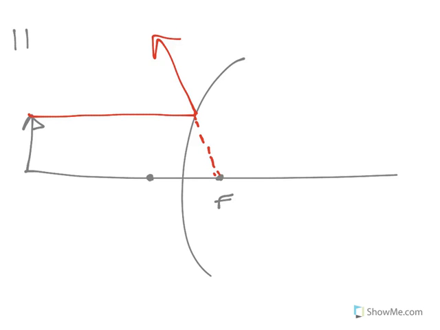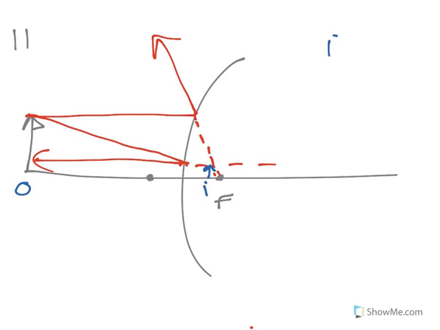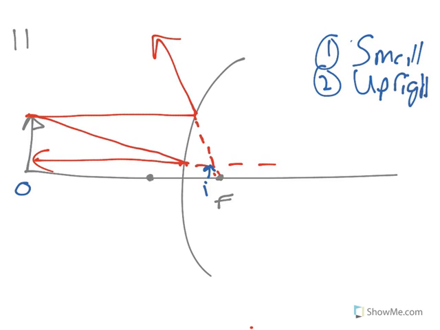The second line is going to act like it's going straight to the focus, but then it's going to hit the mirror and bounce straight. Where those two lines cross is where your image forms. Clearly, if that's the object and that's the image, it is smaller, it is upright, and it is virtual. Again, virtual because it's behind the mirror and the lines don't actually cross.